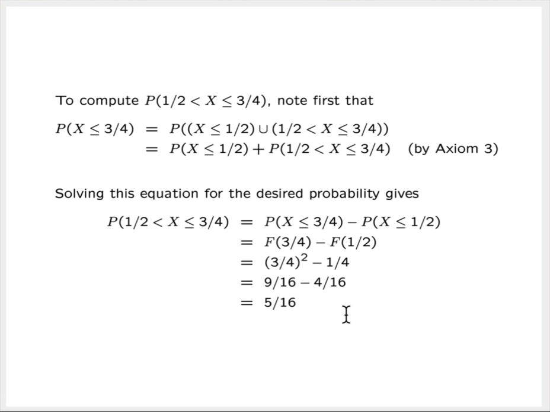Now, that's not the only way that we could calculate this probability. In particular, we could obtain this probability of 5/16 by integrating the PDF, which is 2 times x, over the interval from 1/2 up to 3/4. And if we were to do that, we would get the same exact value, 5/16. But the reason for using this approach in this particular situation is because we already had the CDF, which gave us probabilities of interest.